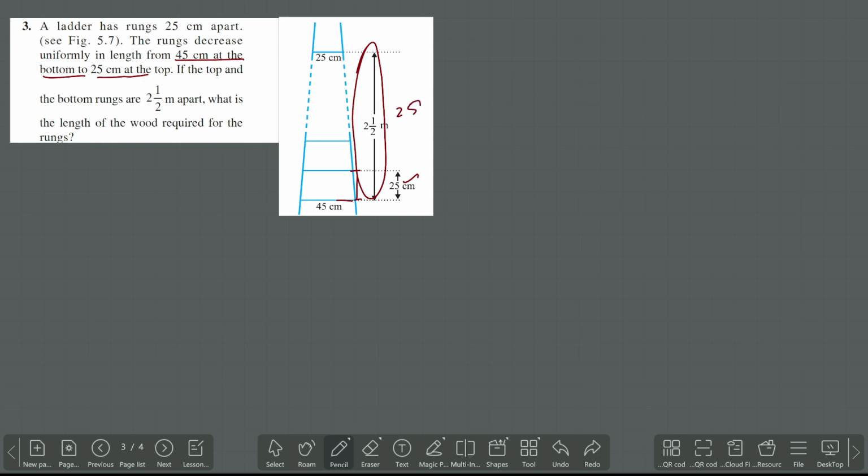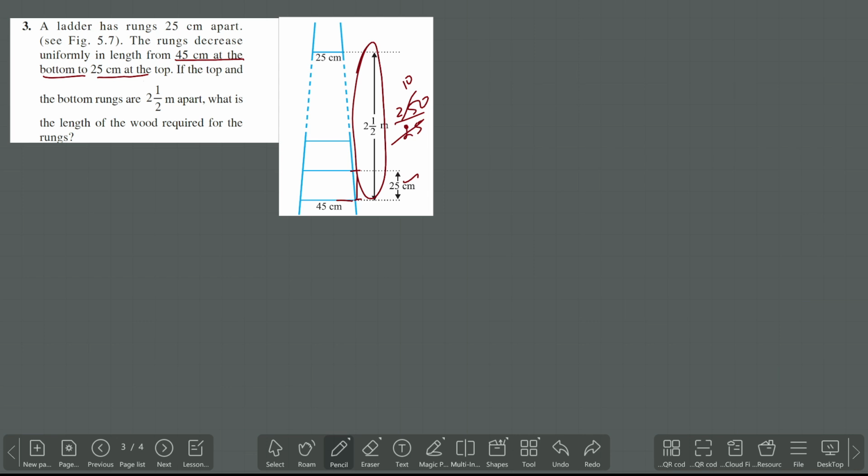250 centimeter. Each rung, we have a gap of 25 centimeter, na? Then how many rungs would you have here? Divided by 25, am I right? Then how many? 10. But it is not the number of rungs. Don't consider it is the number of rungs.